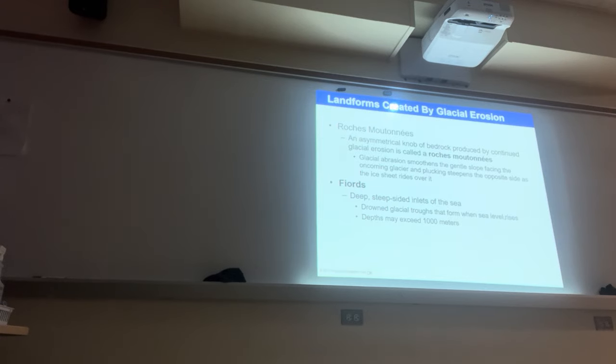This should be a J, this should say fjords. Fjords are deep-sided inlets of the sea. They're drowned glacial troughs that form when sea level rises. Depths can exceed 1,000 meters. Glacial lakes and fjords are really deep.